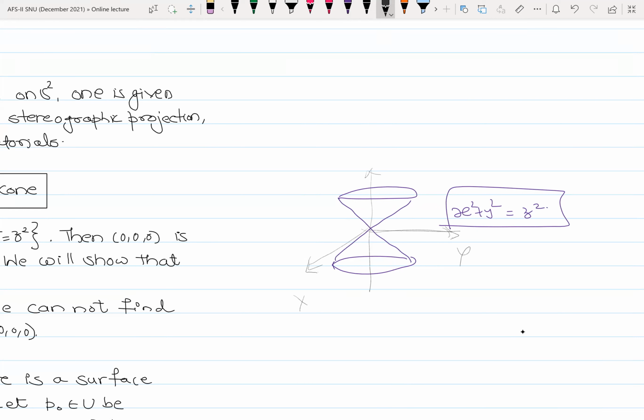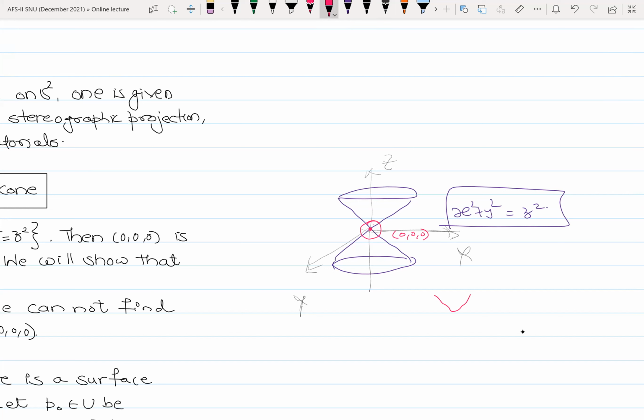Can you tell me why this is not a surface? What is your guess? Where will be the problem? Just tell me, then we will deal with that. The pinch point, right, very good. This is that pinch point. When you have this equation at 0, 0, 0, 0, 0, 0 is a problem.